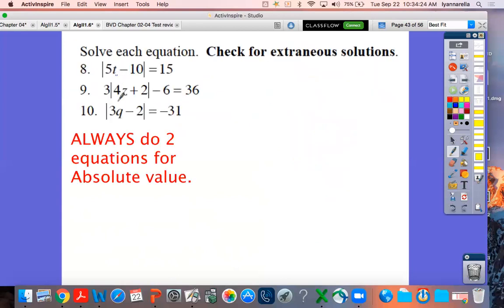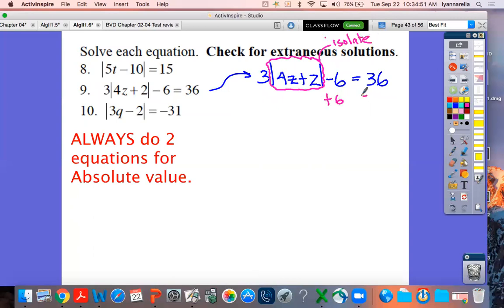All right, so for absolute value equations, I put this note here, always do 2 equations. So I'm going to go ahead and solve this middle equation. Remember, you have to first isolate. So if I'm isolating, I'm moving everything over except the absolute value part. So this is the part I need to isolate. And that means I have to first add 6 to both sides. So 36 and 6 is 42. Bring down the 3.